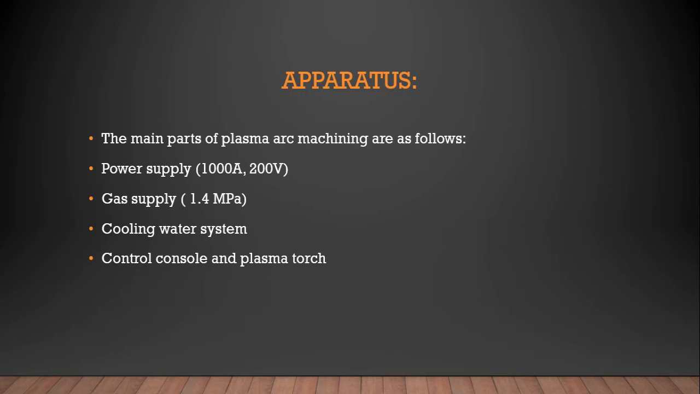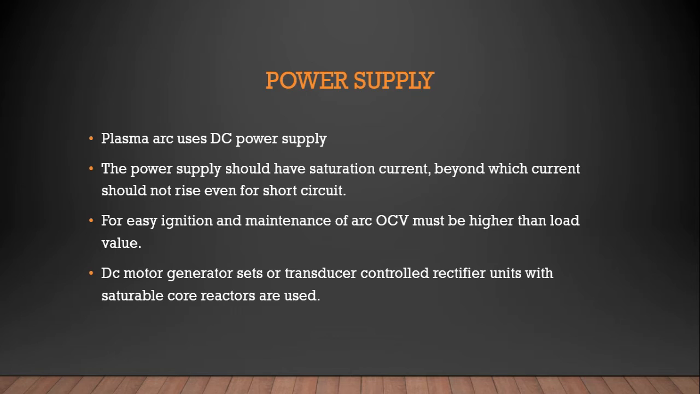Now, what is the apparatus used for plasma arc cutting? The main parts of plasma arc machining are as follows. Power supply is about 1000 ampere and 200 volts. Gas supply is about 1.4 megapascal pressure, and a cooling water system should be available, and a control console and plasma torch should be available.